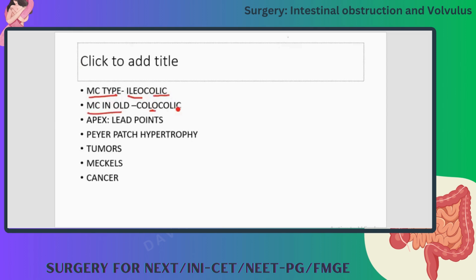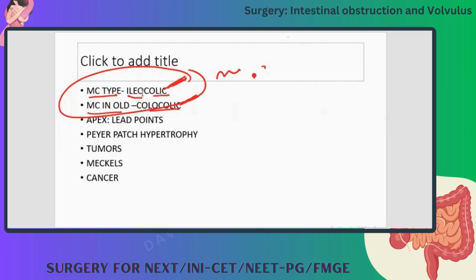In old age, it is colocolic. In children, it is ileocolic. In old age, it is colocolic. Remember this. These two are important MCQs. So the most common type of intussusception is ileocolic in children. In old age, it is colocolic.